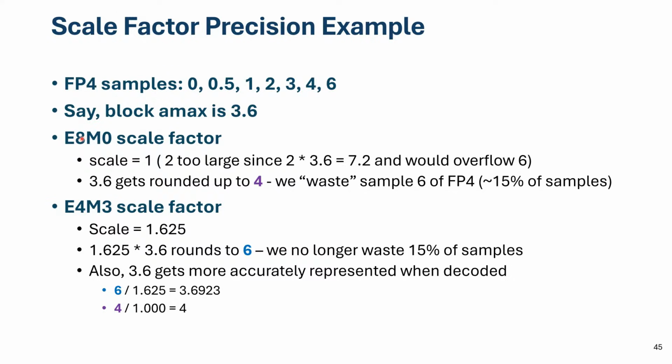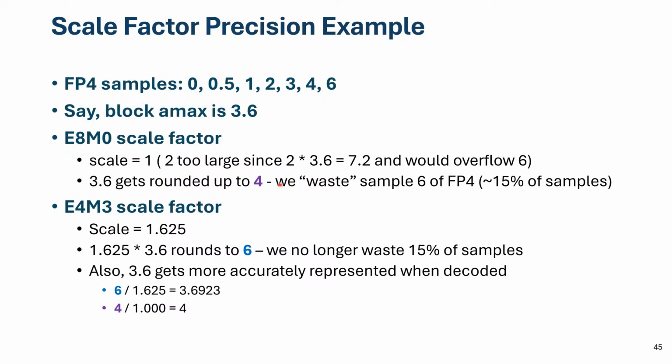So if our scale factor is only E8M0, meaning it can only be a power of 2, it will have to be 1. Because the next available scale factor would be 2, the next power of 2, and that's too large, because 2 times 3.6 is 7.2. That already overflows 6, and let's say I decided that's bad. I don't want to do that. So I have to pick a smaller scale factor than 2. My only choice is 1. That's fine. So 3.6 gets multiplied with 1 and rounded to one of the values here. It'll get rounded to 4 because 4 is closest to 3.6.